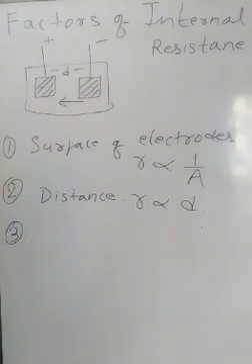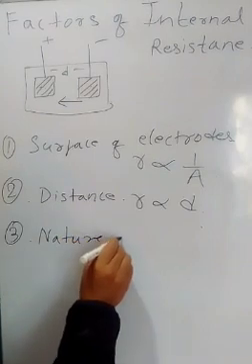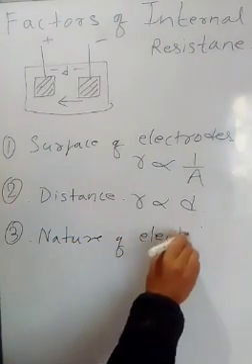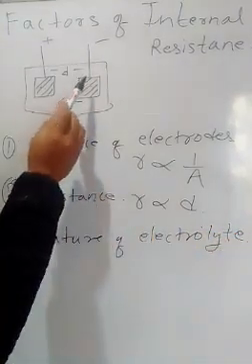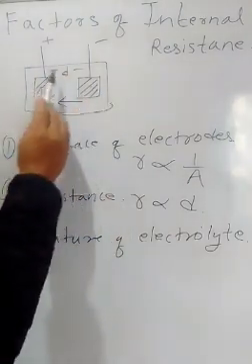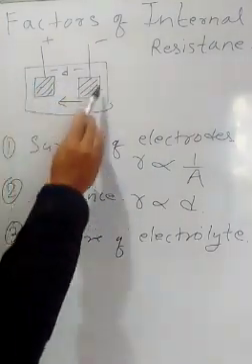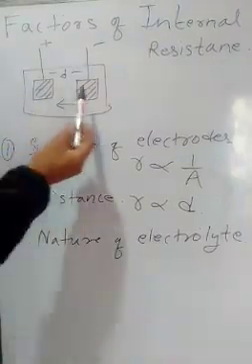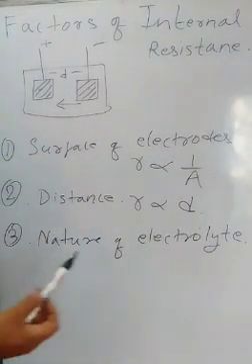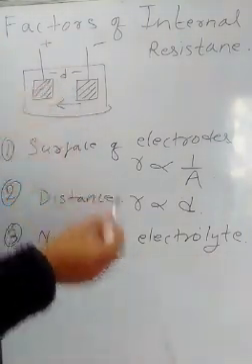Number three is the nature and concentration of the electrolyte. Electrolyte means this battery may be filled with semi-fluid or liquids or acids, alkali, etc. Those fluids are called electrolytes. Different electrolytes have different resistance. If the electrolyte has more ions, the resistance will be small.